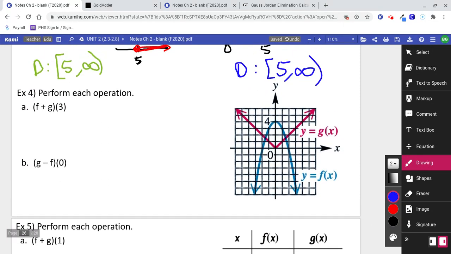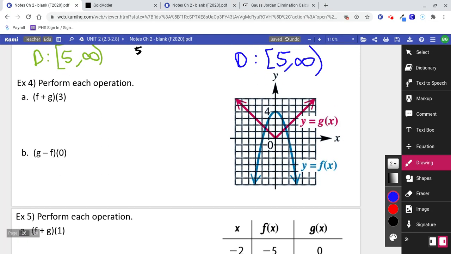Okay, number 4. Students really struggle with this one. It's not supposed to be hard, but students really struggle with it. If you think about what this is telling me to do, it says f of 3 plus g of 3. You're going to have to get those values from the graph, okay?